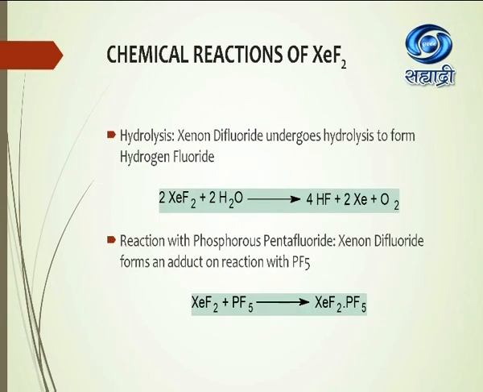Some of the reactions of xenon difluoride. First is hydrolysis. Xenon difluoride undergoes hydrolysis to form hydrogen fluoride. So 2XeF2 plus 2H2O gives 4HF plus 2Xe plus O2. Second reaction is with phosphorus pentafluoride. Xenon difluoride forms an adduct on reaction with PF5. Adduct means addition product. So XeF2 plus PF5 gives XeF2PF5 addition product.